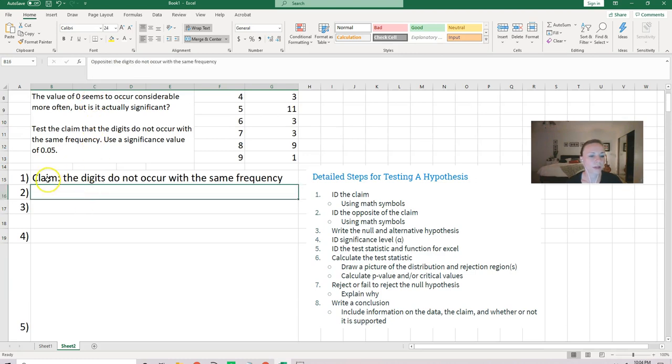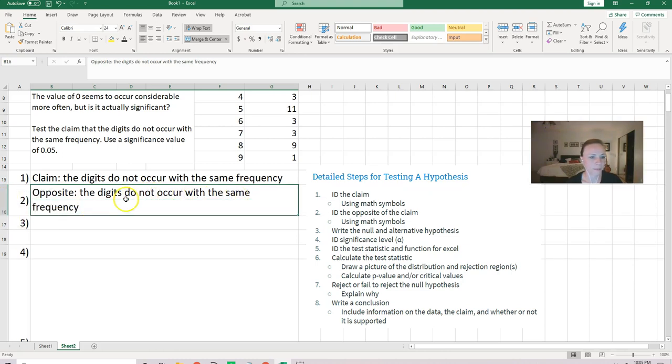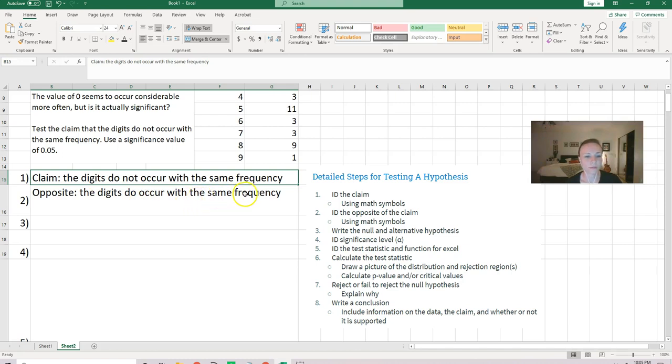Okay. So our claim is that the digits do not occur with the same frequency, which was given right here. The opposite of that is the digits do occur with the same frequency. Sorry, so if the claim is the digits do not occur with the same frequency, then the opposite would be the digits do occur with the same frequency.